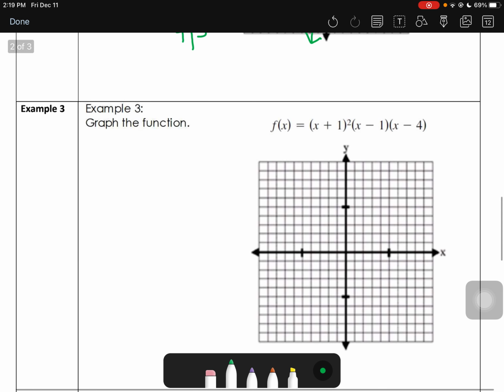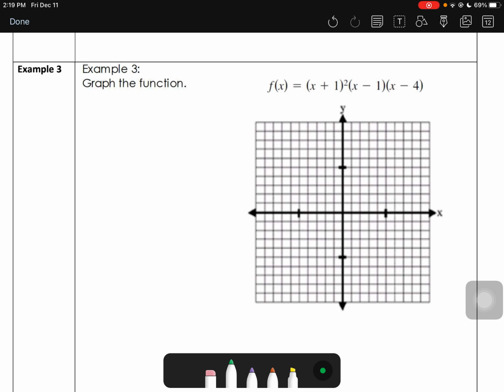Okay, example number 3, we're going to do the exact same thing. We know that we have a power of 2, a power of 1, and a power of 1, which means this will be to the 4th degree, the entire polynomial. And we know then that because there are 4 exponents, this will be to the 4th degree, which is an even power. And our leading coefficient is 1, so it's positive, so it'll be some sort of parabola shape opening up.